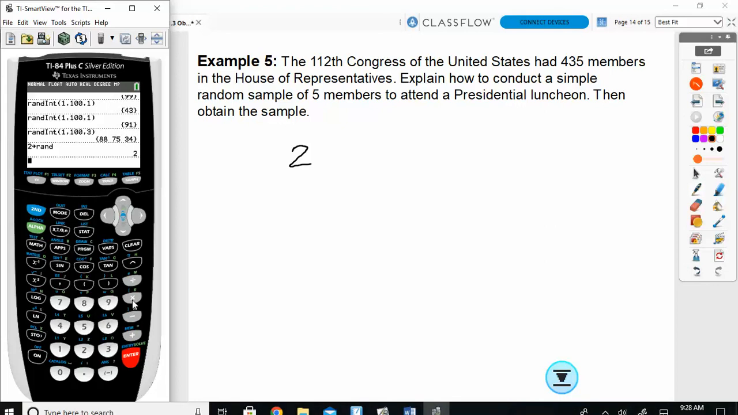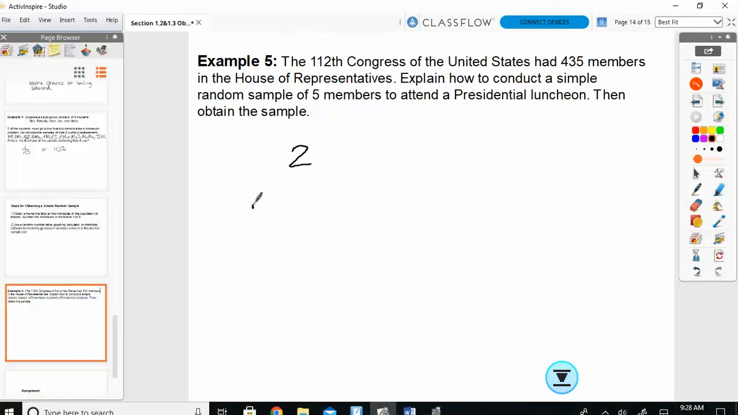Okay? Now we actually want to get our numbers. So we go into math, probability, random integer, and what do I need to type in? 1, 435. You can go ahead and put another comma and the 5 if you want it to give you all 5 at once. Sometimes that's a little much for your screen. Things will kind of go off to the side. So if you just want to hit enter 5 times, you can do that too.